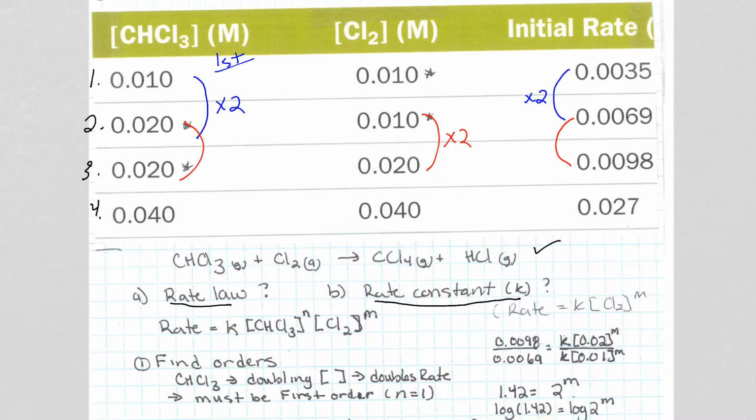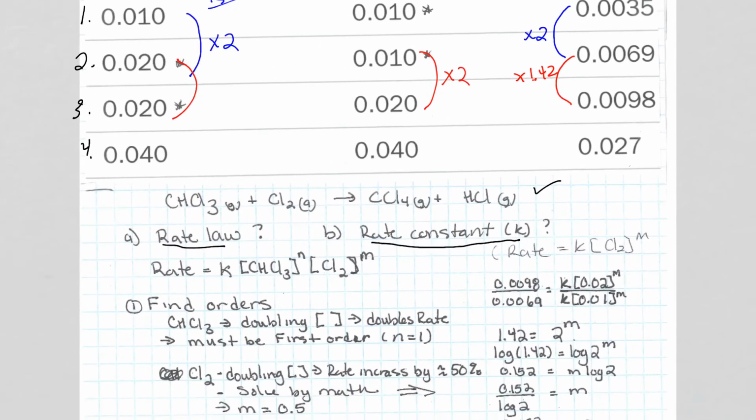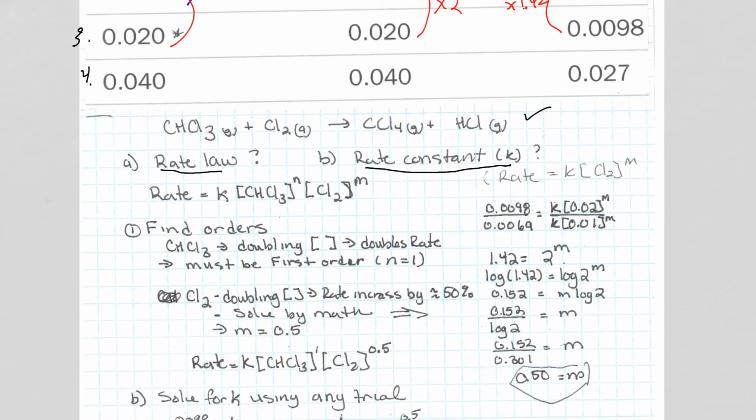It went up by essentially 1.5 times, or more specifically, if I did it, it went up by 1.42 times. So it didn't double, but it didn't stay the same. So there's no order that we can determine just by looking. So it got a little bit trickier here. So let's see what we can do. The first thing is, we know that CHCl3 is first order, right? Because we can do that by inspection.